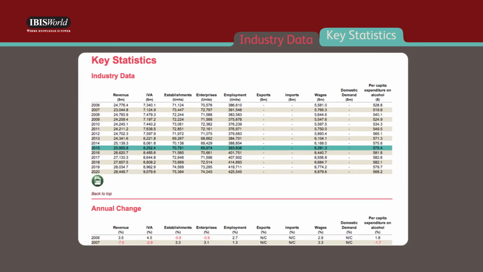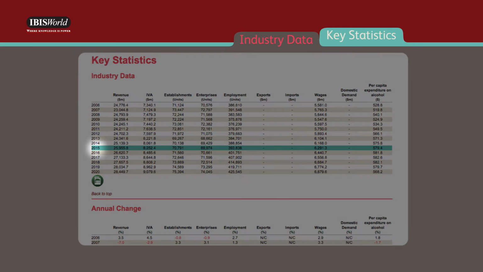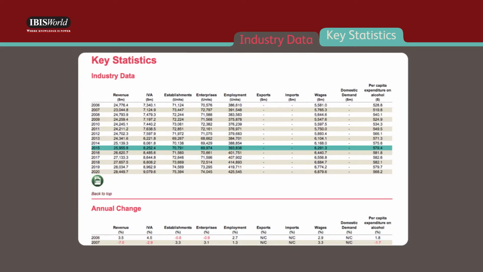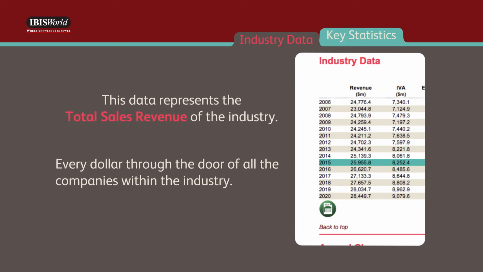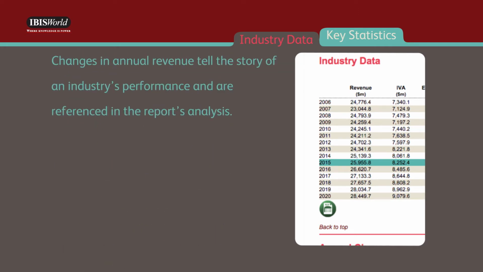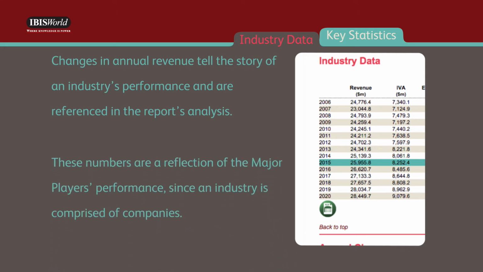In the industry data table, you can easily identify the current year because it's always highlighted. In the revenue column, this data represents the total sales revenue of the industry. In other words, every dollar through the door of all the companies within the industry. Changes in annual revenue tell the story of an industry's performance and are referenced in the report's analysis. Also, these numbers are a reflection of the major players' performance, since an industry is comprised of companies.